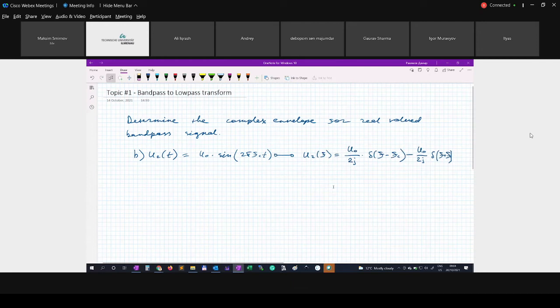And now we can start working with this spectrum. First of all, I make a small picture of this spectrum, and I schematically show these two delta pulses. One delta pulse should be in the range of positive frequencies, and another delta pulse must be in the range of negative frequencies. In the positive range, we have amplitude U0 over 2J, and in the negative range, the delta pulse has amplitude minus U0 over 2J. Okay, and this is our spectrum.